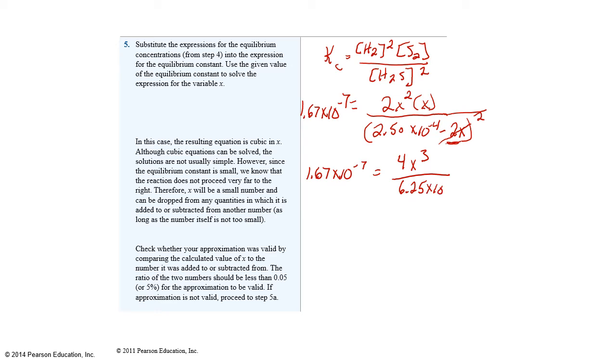6.25 times 10 to the minus 8th. I got that from squaring the 2.5 times 10 to the minus 4th. Okay, I'm going to move the 6.25 times 10 to the minus 8th to the other side, and then divide by the 4 so that we get our x cubed by itself.